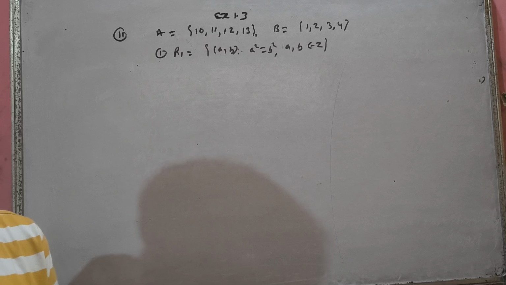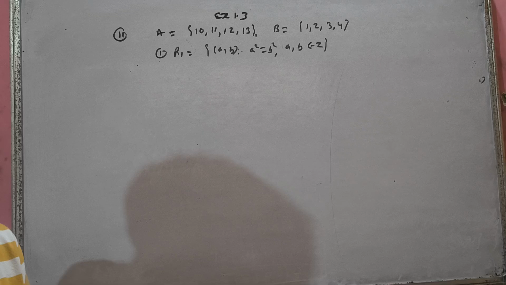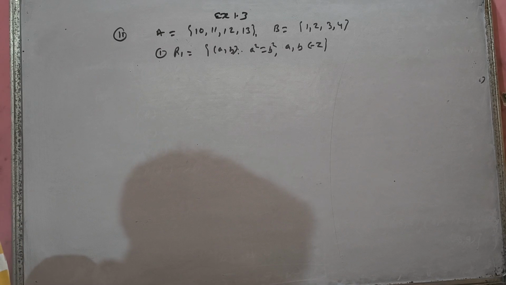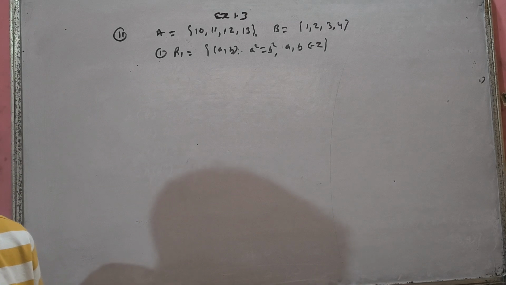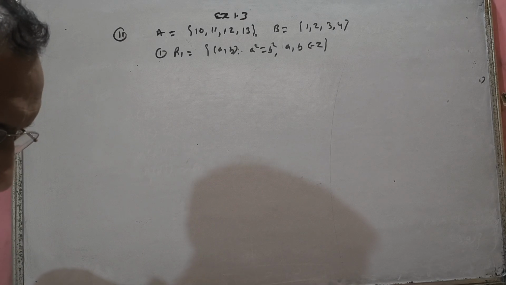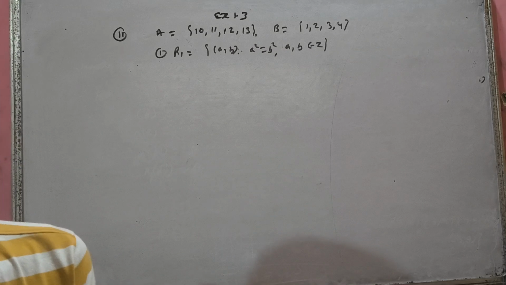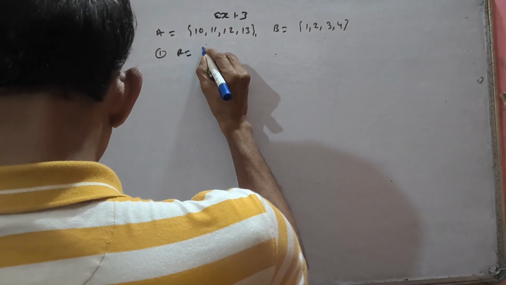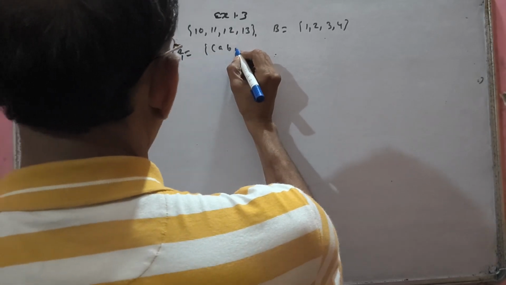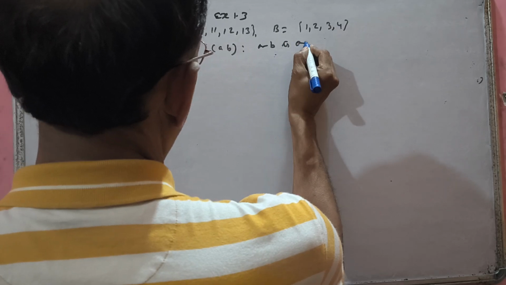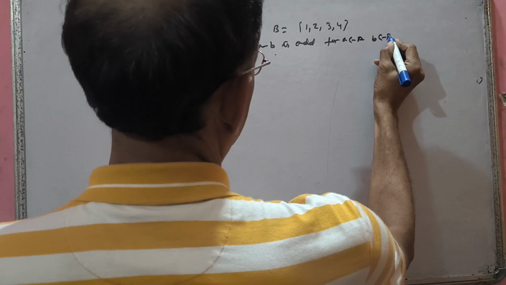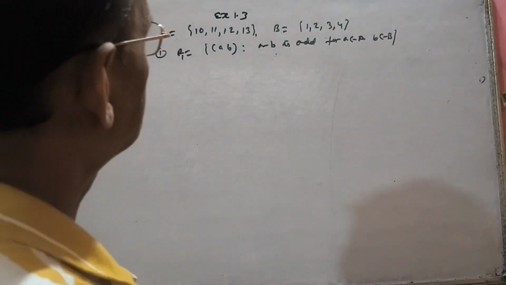Number 12. See the condition given. R1 equal to the ordered pairs (a, b) such that a minus b is odd, for a belonging to A and b belonging to B. The a minus b should be odd.